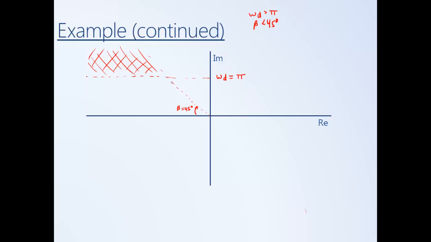And since this is a 45-degree angle here, the corner occurs at a real part of negative pi. And when we're dealing with complex poles, as we are here, the conjugate will always be reflected over the x-axis, over the real axis. So if we place one pole in this location, we're also going to get a mirror image of that pole.